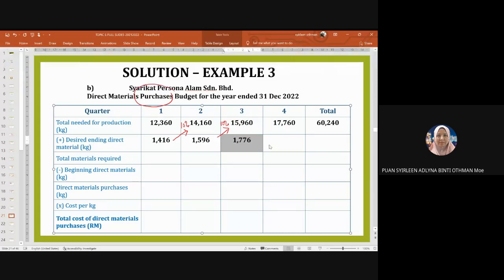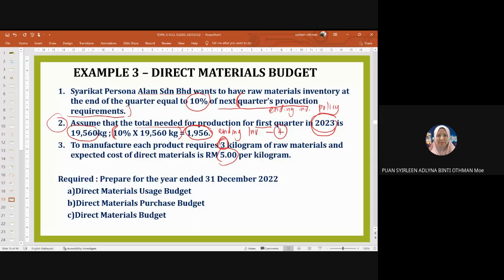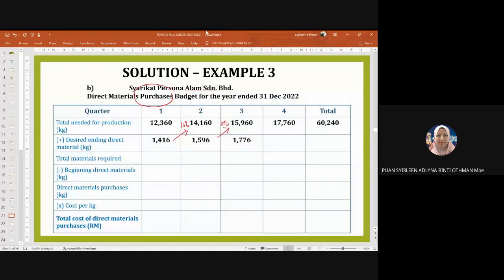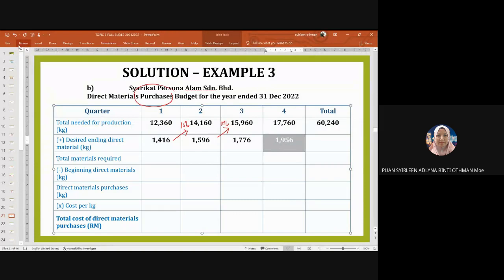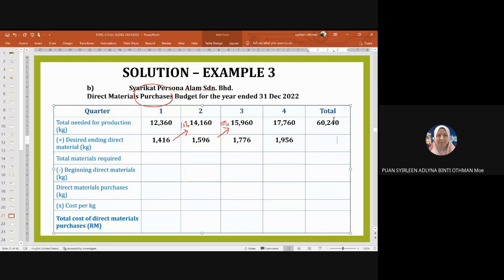Okay, fourth quarter ni maklumat dah diberi dalam information 2 tadi. Okay, dia dah tolong kira untuk you. Ni, dia dah tolong kira dah untuk kamu. 1956. Ni, yang ada bulat-bulat ni. Okay, so 1956 ni will be your ending inventory for quarter 4. Okay. So di sini nilai dia 1956. Okay. So di total ni, ruangan terakhir ni, kita akan letak ending inventory.